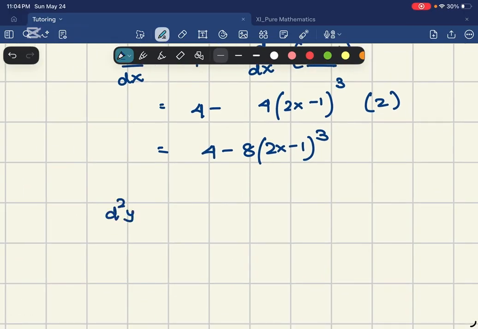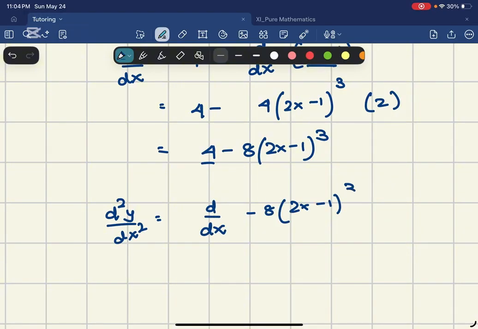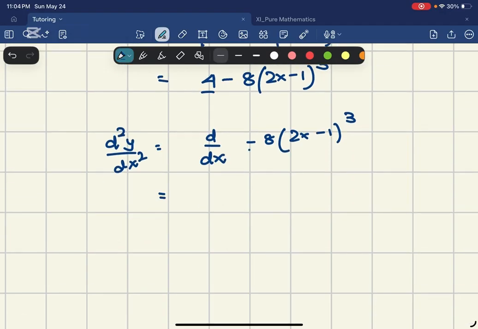If I want to find d squared y by dx squared, I do term-wise differentiation again. So the derivative of 4 is 0. So I need to differentiate just the second term. And my second term is 2x minus 1 to the power 3. And now, I just bring this to the front, right? So negative 8 times 3 is negative 24. 2x minus 1 squared, because I decreased the power by 1.